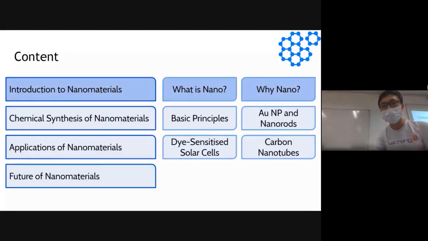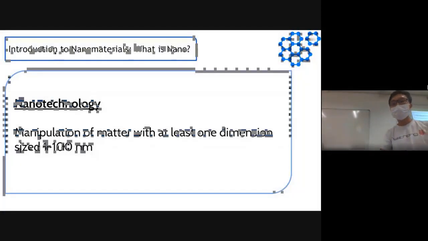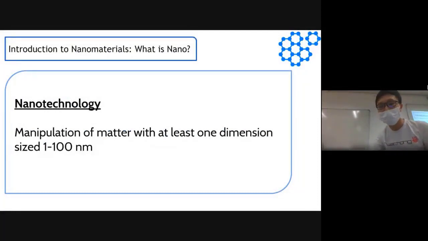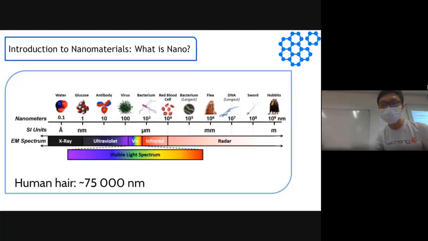Okay, so firstly, the introduction. So obviously, when we talk about nanotechnology, the word nano can tell you that nano is really more about the manipulation of matter, and it can be anywhere from the range of 1 to 100 nanometers. Here we have a scale of all the different magnitudes of size. So we have all the way from water to hobbits. For reference, you can see that the human hair is about 75,000 nanometers. So that should tell you just how small nano is.